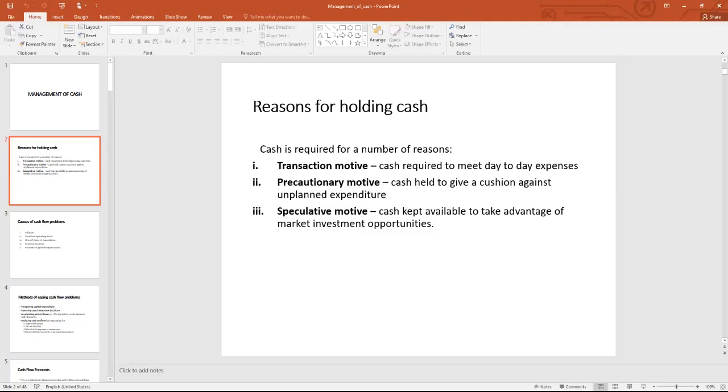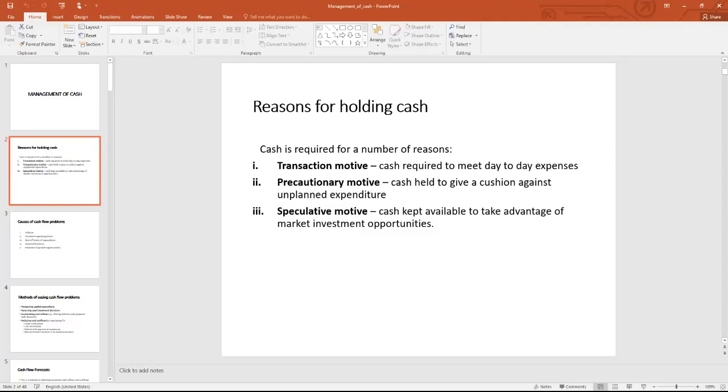Definitely you also want to keep cash for what we call the precautionary motive. Just in case the cash demand exceeds our anticipated amount, can we be able to pay? We call this the precautionary motive of cash. For instance, if you had planned that within the next day the amount of expenditure you'll be having is, let's say, 2 million.